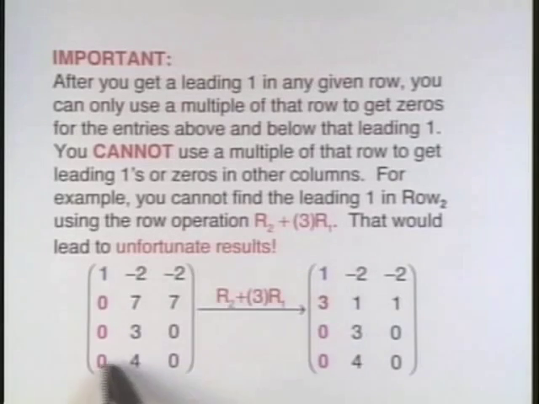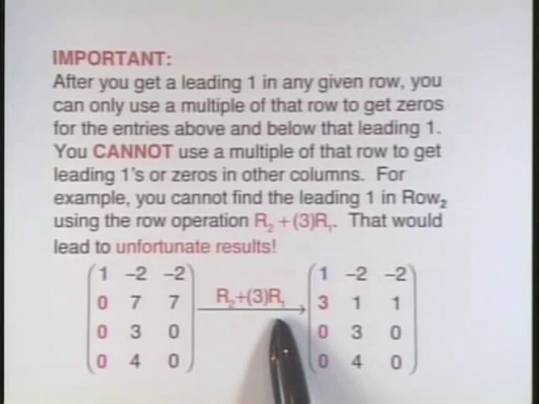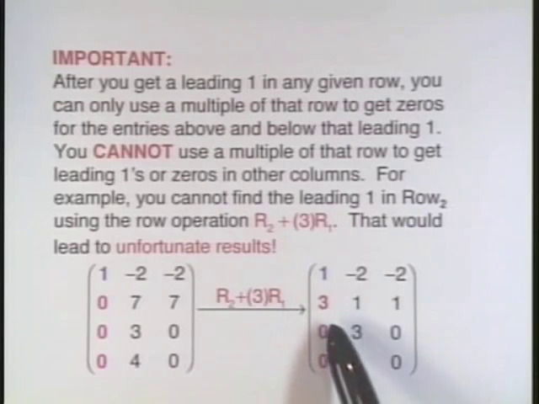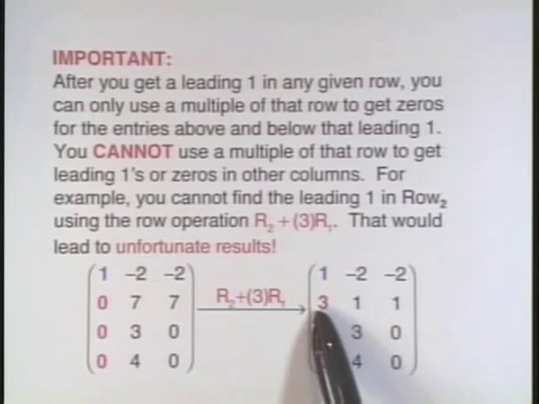If we take our matrix, apply row 2 plus 3 times row 1, we change our row 2 with values of 3, 1, 1, and we have lost the 0 below our leading 1 in row 1. Once you get leading 1s and zeros fixed, you should not apply any operation that will change those values.